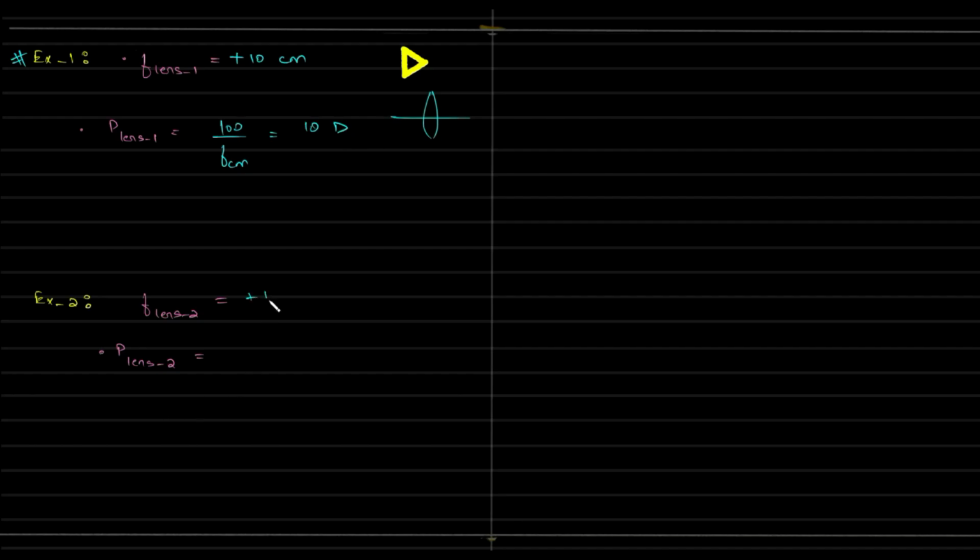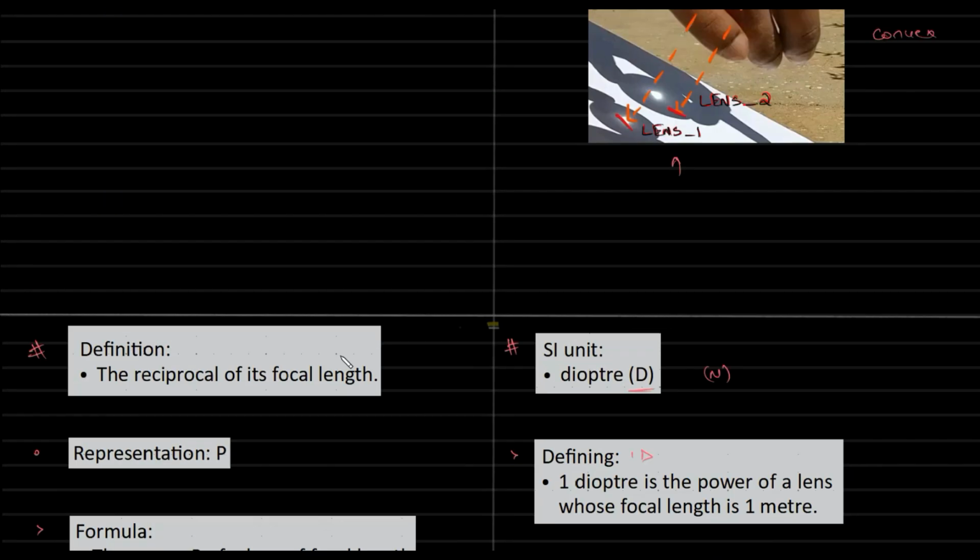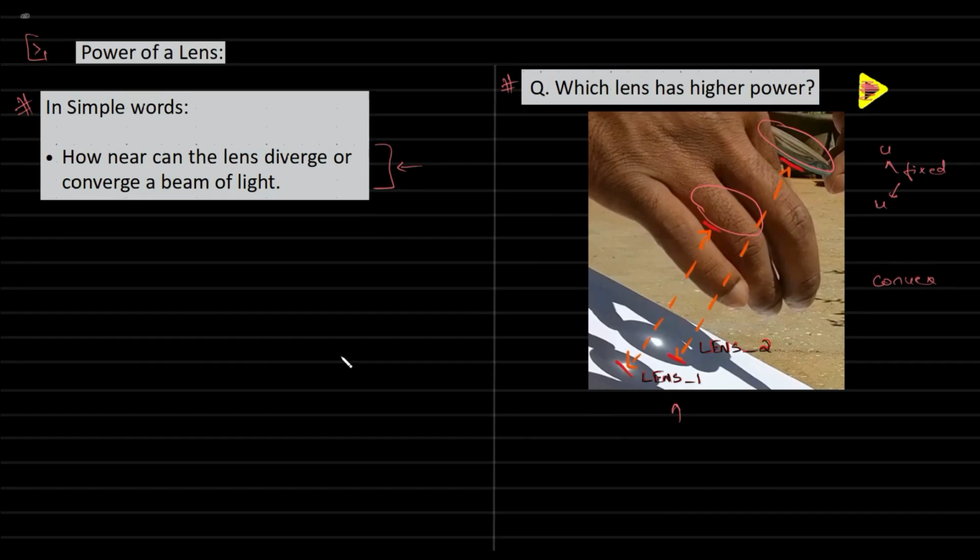For the second one, we saw a focal length of 14 centimeter and the formula is 100 by 14. This is approximately 50 by 7, that is approximately 7 diopter. So you have to keep in mind that sign convention is applicable over here also. I'll be talking about that. I hope you got a good idea about power. It's very simple. I just made it a bit lengthy. So pause and make a note.